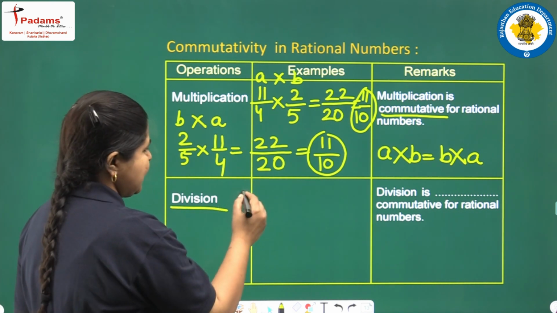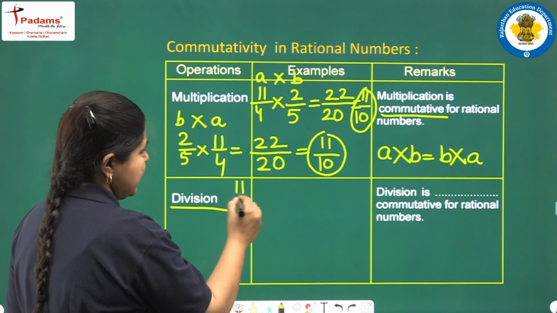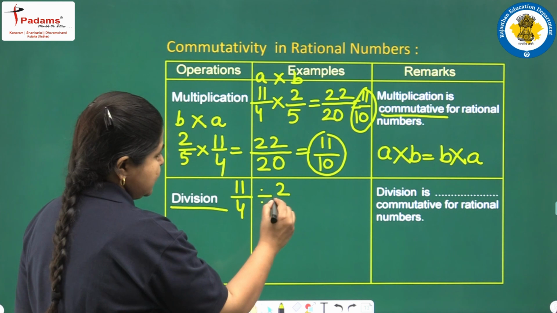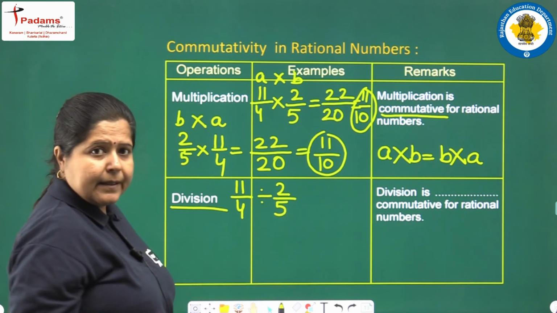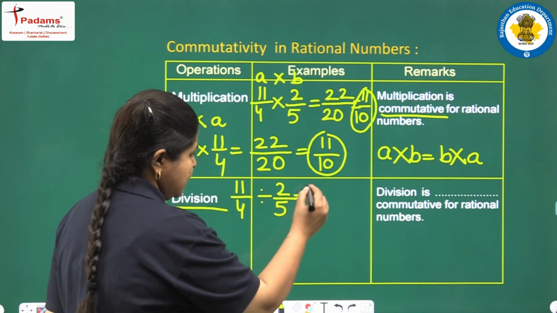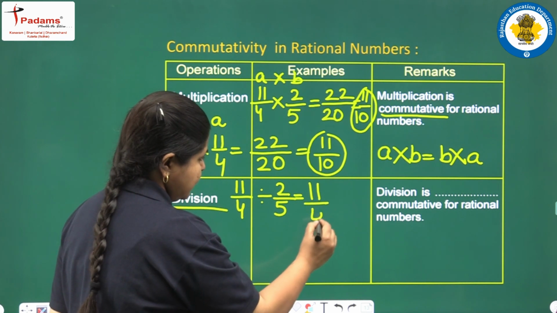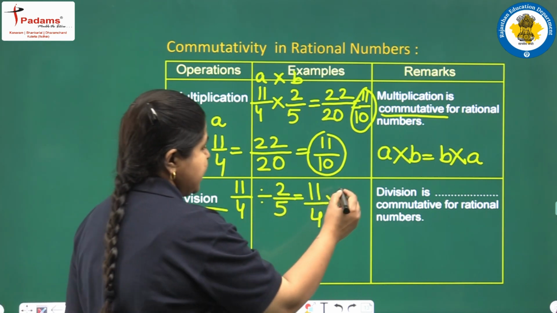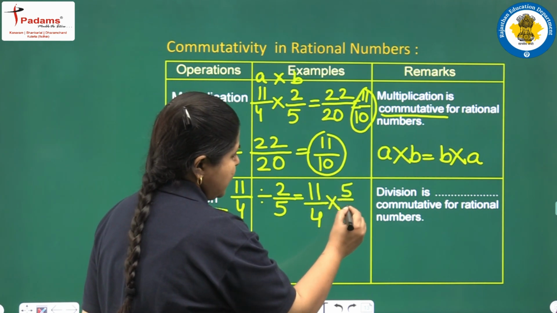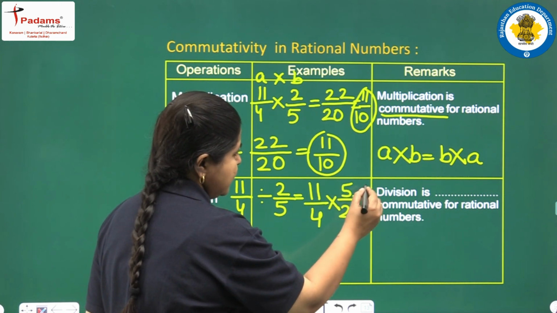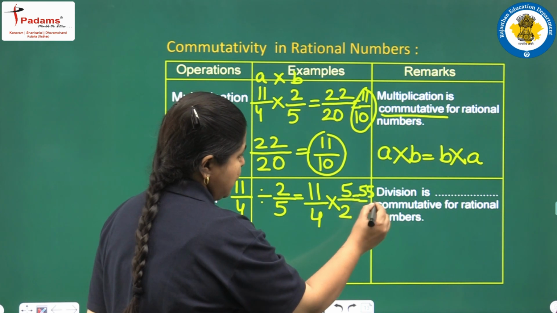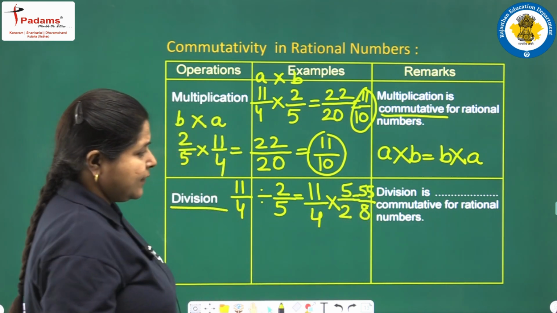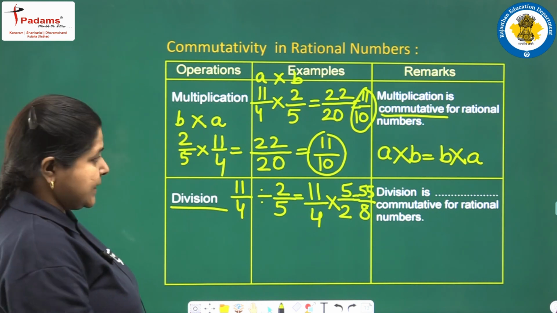Let us take these two numbers itself. 11 by 4 divided by 2 upon 5. For division, we interchange the second number and take its reciprocal, 5 by 2. This gives 55 upon 8. 11 5s are 55 and 4 2s are 8.